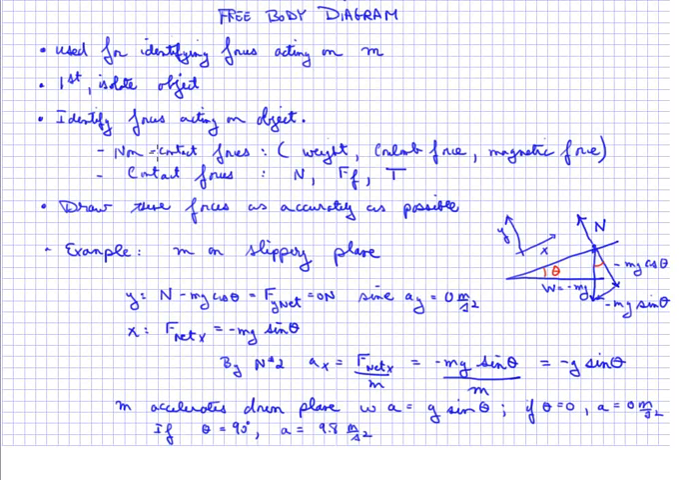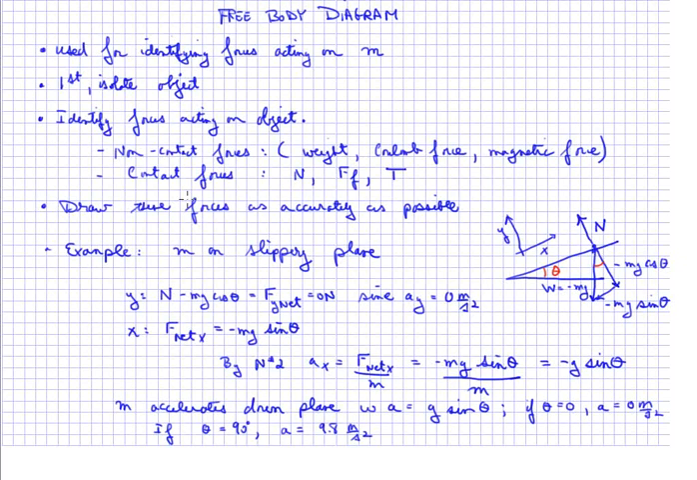Generally speaking, there will be two kinds of forces: non-contact forces, such as weight, the Coulomb force, which is the attractive or repulsive force between two charges, or magnetic force. And the other class of forces are contact forces, examples of which are the normal force, the frictional force, and the force of tension, for example, in a string when it's stretched. And the idea is to identify the forces and then draw them as accurately relative to all the other forces as possible.